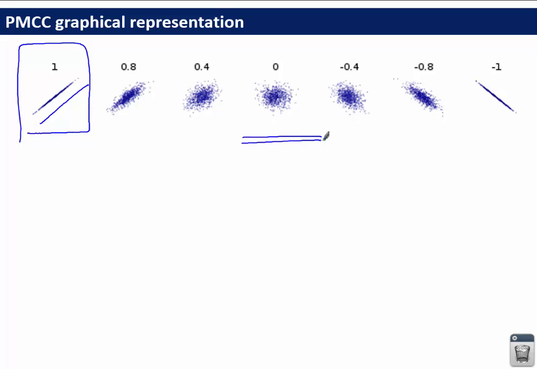And then as you carry on going towards the right, we've got minus 0.4, minus 0.8, and minus 1. Our correlation is getting stronger, but in a negative sense. And at minus 1, we have perfect negative correlation. Again, the points are all on a straight line.